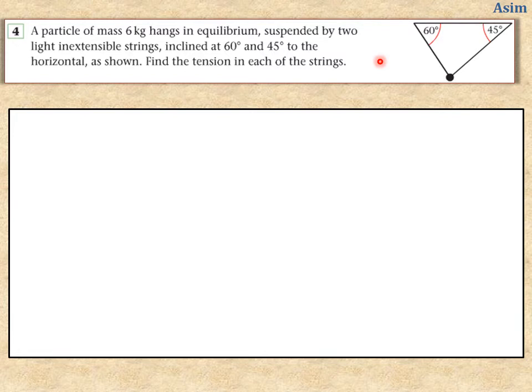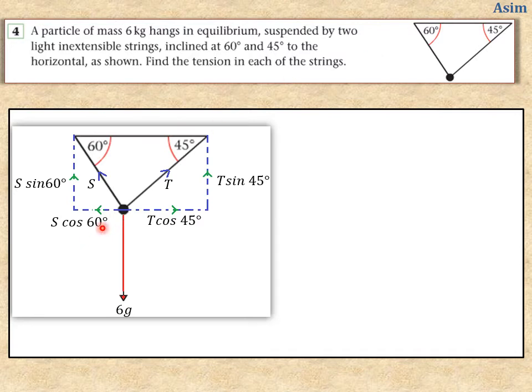Okay, let us check now. Because there is a weight, there will always be a weight acting downwards. I have taken two different tensions, T here and S here. We resolve, and if this is 45, this will also be 45, alternate angle. If this angle is 45 where my pointer is now, this is opposite, that's why sine, this is cos.